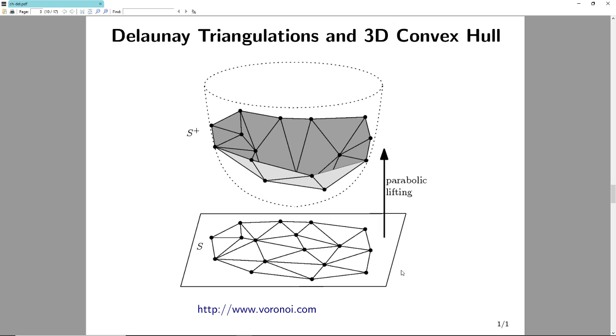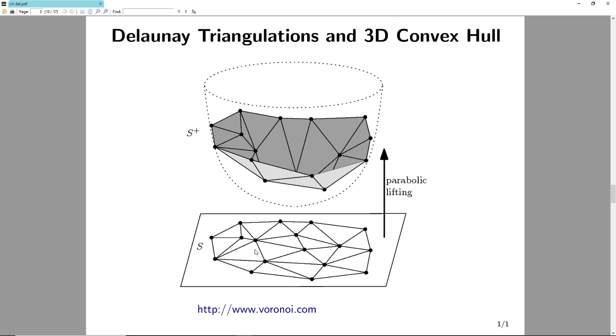So a more pleasing and accurate picture will look something like this: given a set of points, if I lift them using this lifting map, I get a set of points on the paraboloid. If I compute a convex hull, or in fact a lower hull, and if I then project the lower hull down to 2D, I will get the Delaunay triangulation.